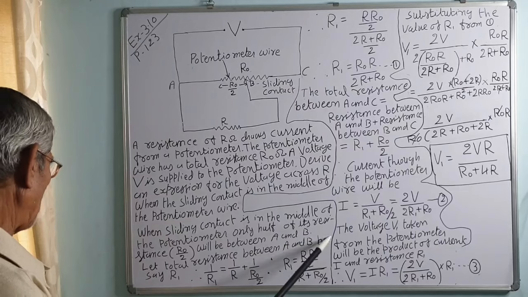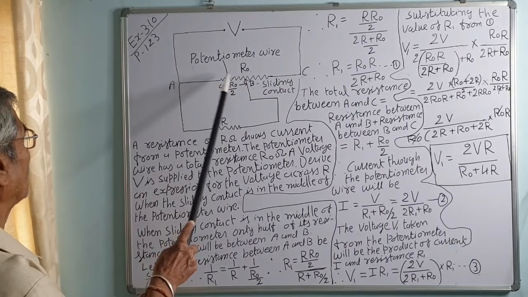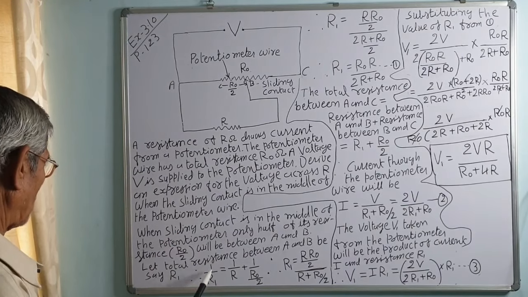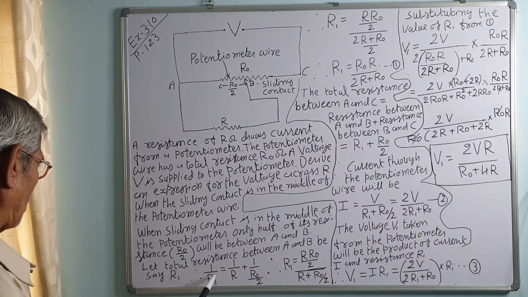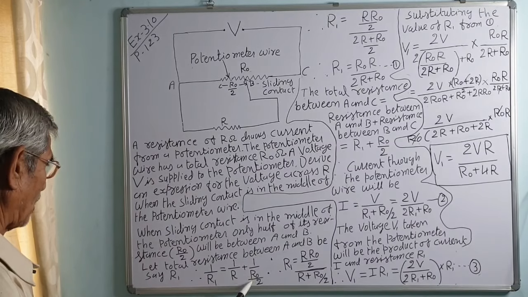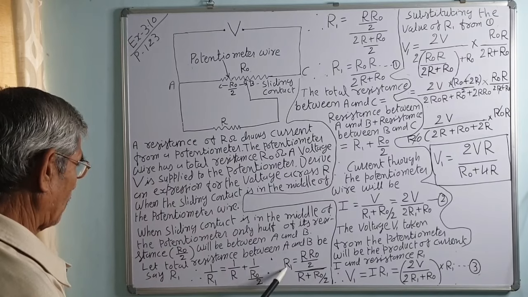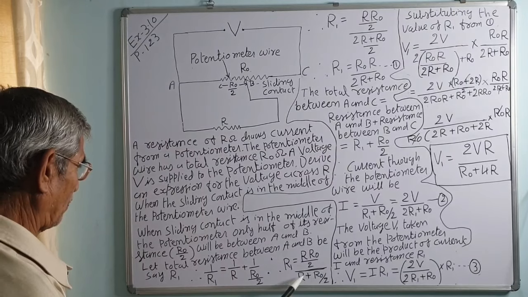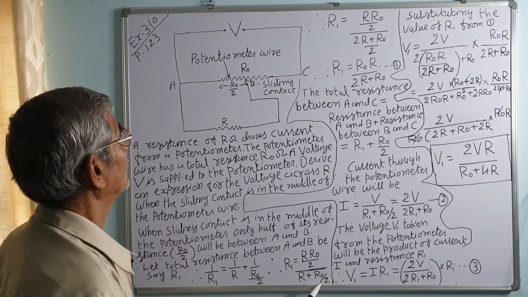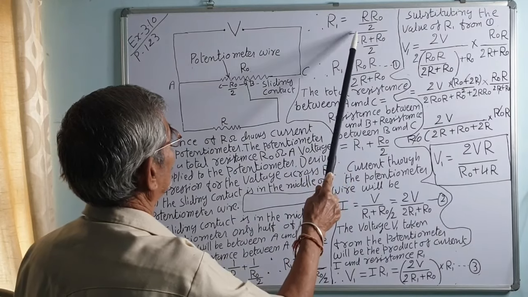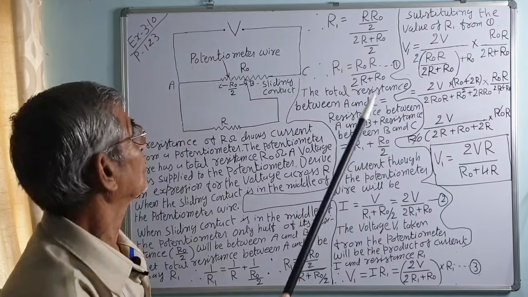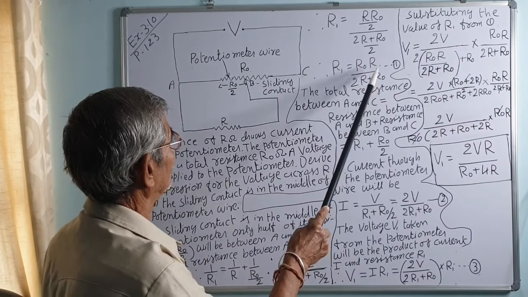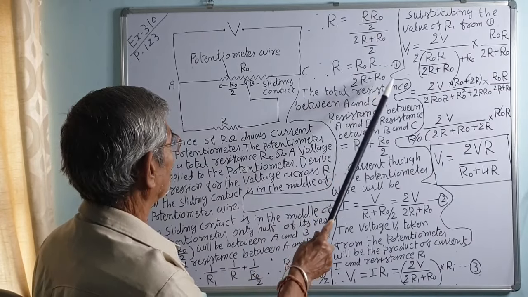Let the total resistance between A and B be, say, R1, that is the equivalent of R0 by 2 and R. Then 1 upon R1 is equal to 1 upon R plus 1 upon R0 by 2. Therefore, R1 is equal to product upon sum, R into R0 by 2 upon R plus R0 by 2. Therefore, R1 is equal to R0 R upon 2R plus R0, the 2 cancelling. Next, the total resistance between A and C.